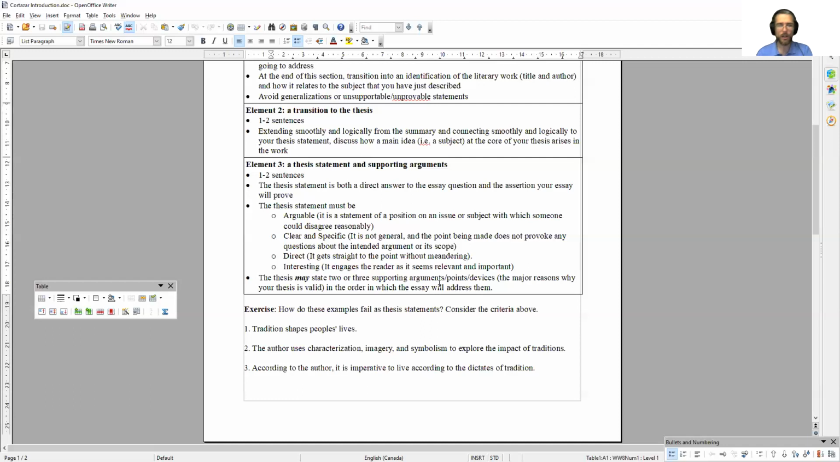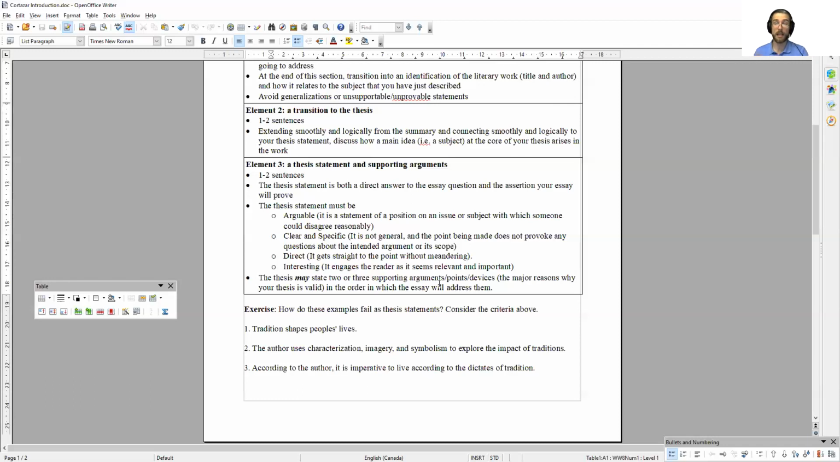And then lastly, according to the author, it's imperative to live according to the dictates of tradition. You know what? If you throw in a title of the story and the name of the author, that's a pretty good thesis. I think it could be expanded to be more specific. Right? It's imperative to live according to the dictates of tradition.